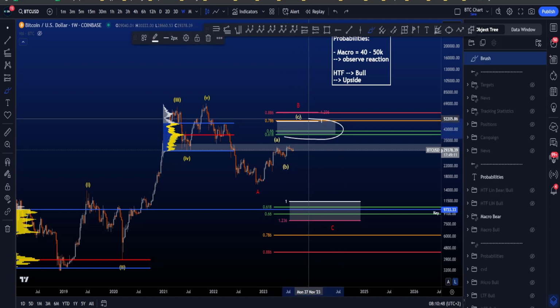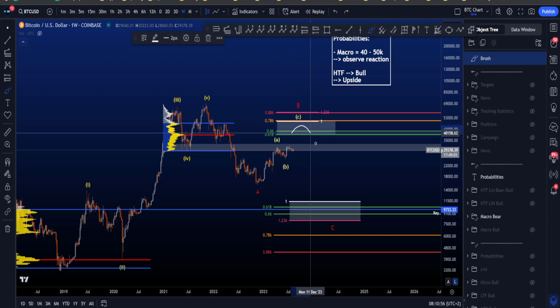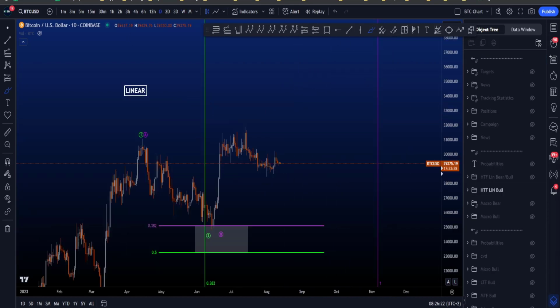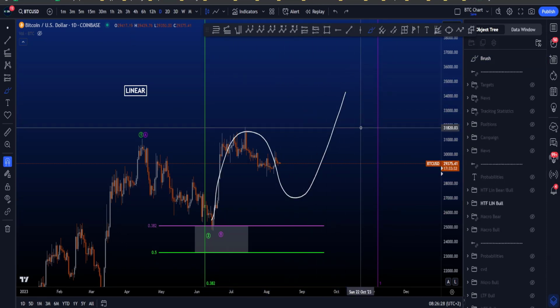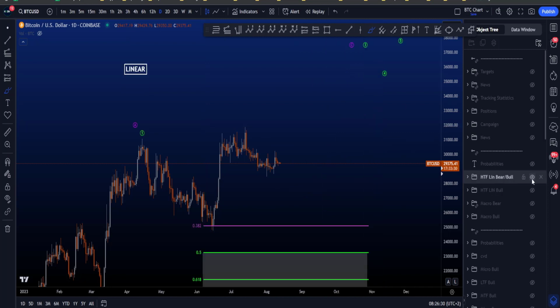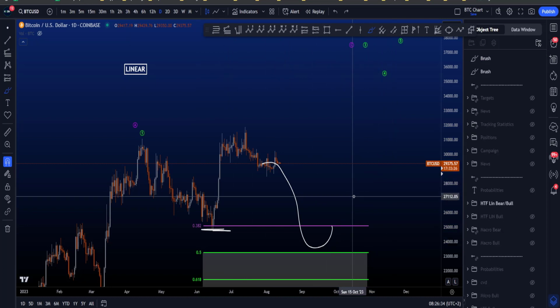And how price is then reacting in this area over here and the structures we get, that will give me the probabilities to decide, okay, we're going down again, or will we find continuation? And if we then look at the probabilities of the two high time frame scenarios, I'm actually neutral between having continuation to the upside over here and then a wave 3 or a wave C, or having a new low below 24k before then continuation to the upside.